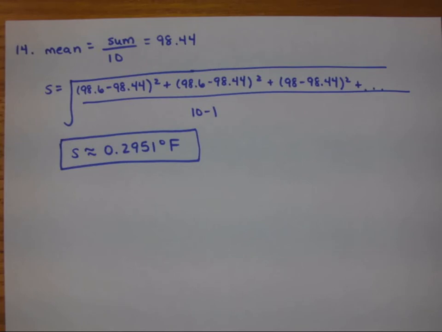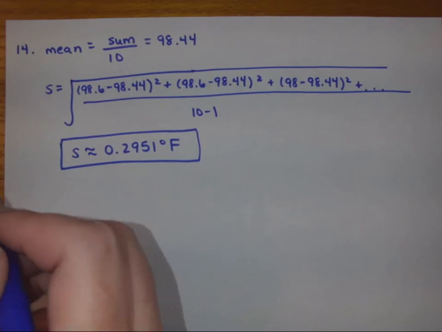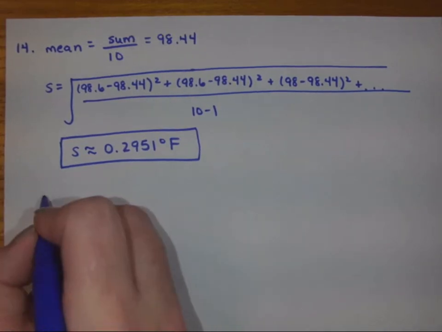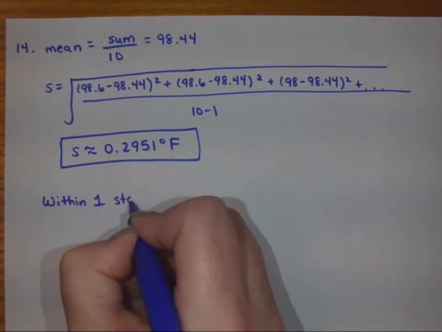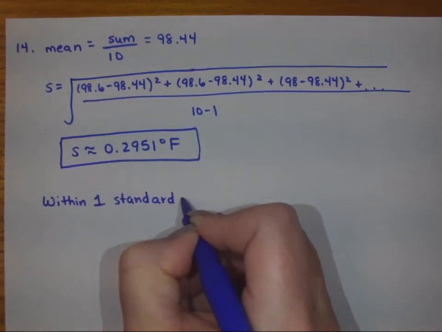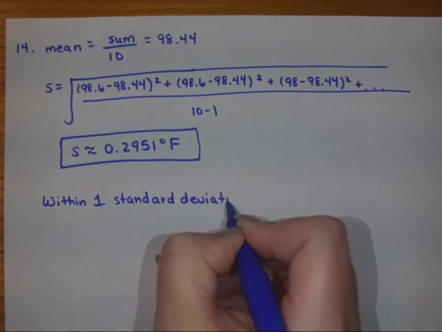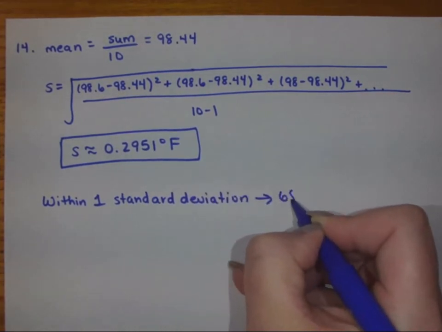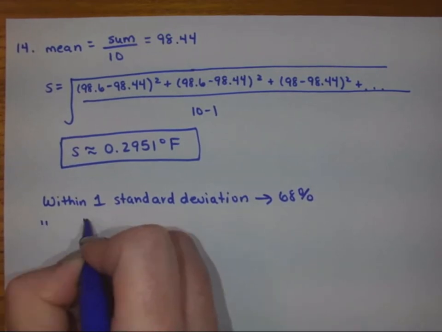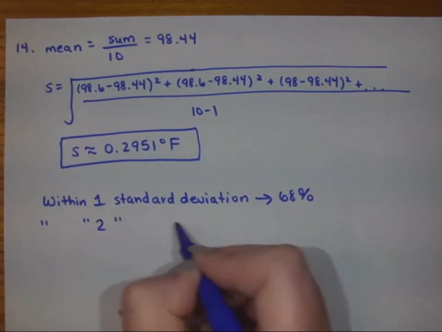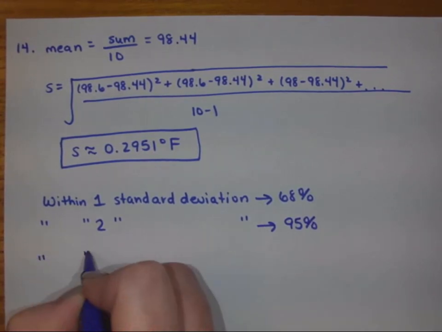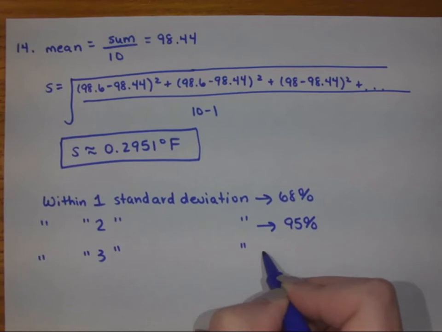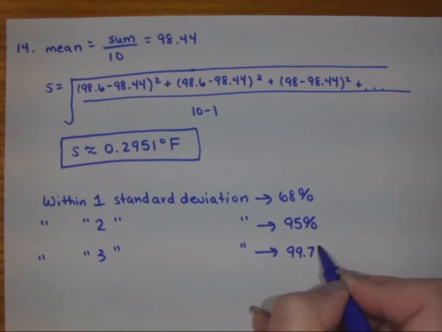Okay, you need to make sure you know how to do normal distribution. I will give you the hint that I gave you before, number 15, on the test. Within one standard deviation, we'll cover 68% of the values in a normal distribution. Within 2 standard deviations, we'll cover 95% of the values. And within 3 standard deviations, we'll cover almost all, or 99.7% of the values.